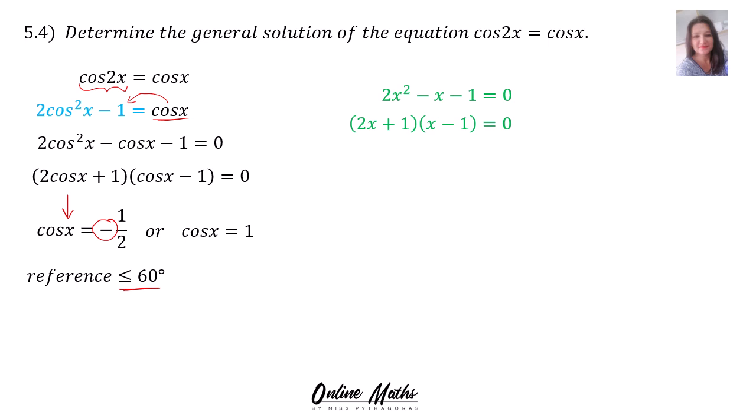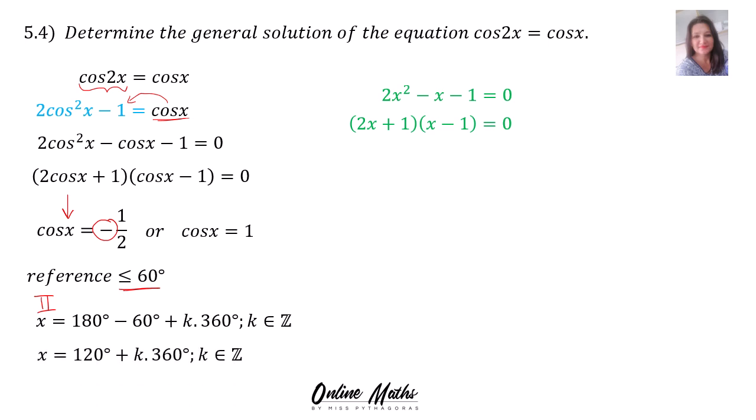That says where is cos negative. Cos is negative in the second quadrant, where we can say x is 180 minus 60 degrees plus k times 360, k element of Z, and then that simplifies to 120. I said 180 minus the reference angle is 120 plus k times 360, k element of Z.